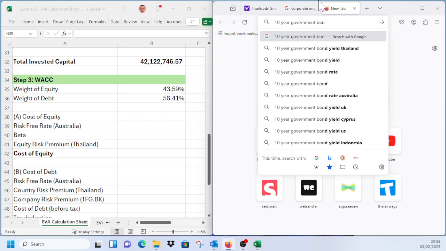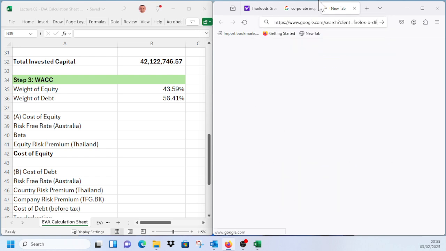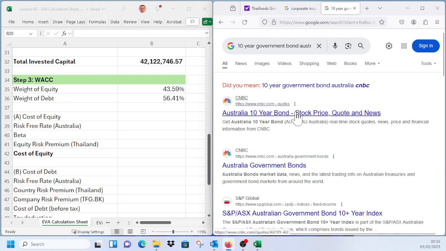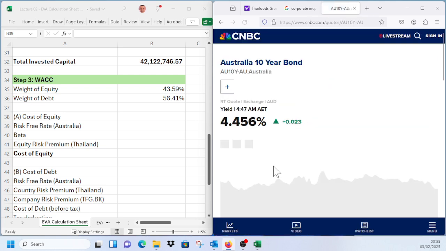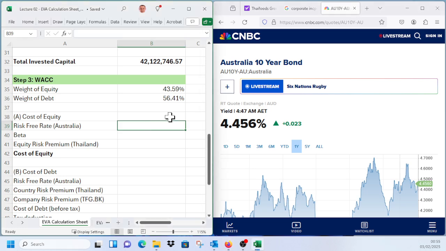government bond in Australia, and usually I get this from CNBC, which is a reliable source. And we see here, when we click on this, that as of now, the 10-year government bond of Australia comes at a yield of 4.456%. So let us put this in here, 4.456%, rounded to 4.46%.